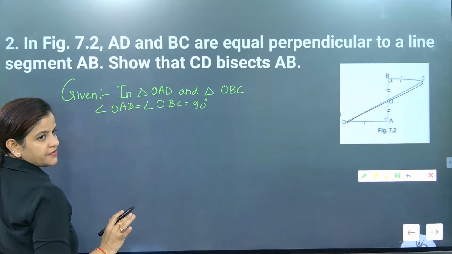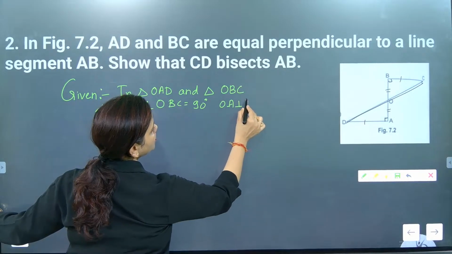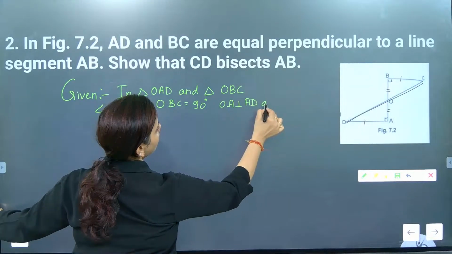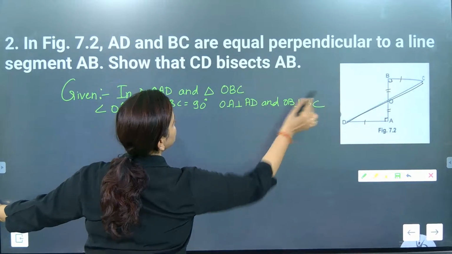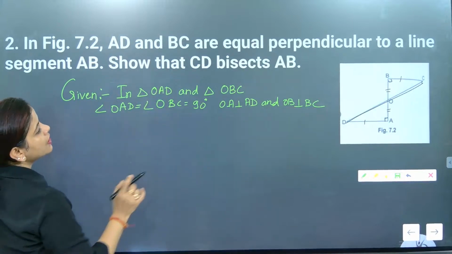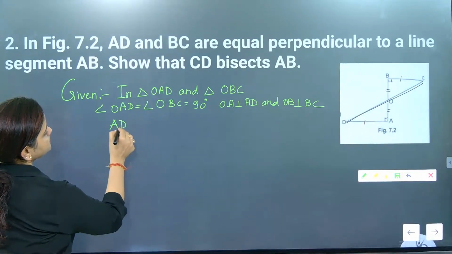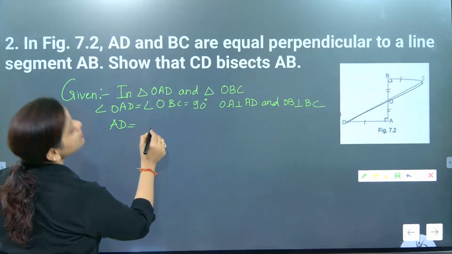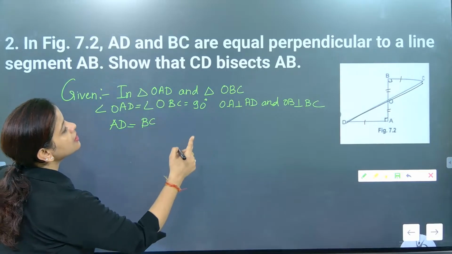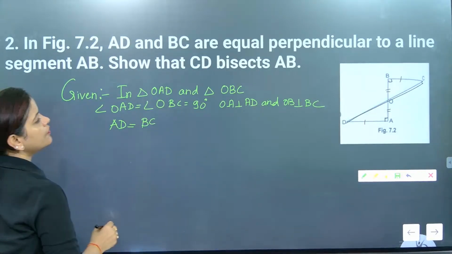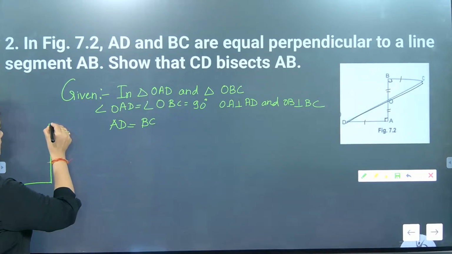The 90 degrees is given now. Why? Because we will write OA is perpendicular to AD and OB is perpendicular to BC. We are writing all the statements. Another thing given to you is AD equal to BC. Now we will draw here so that we can understand. This is the triangle.